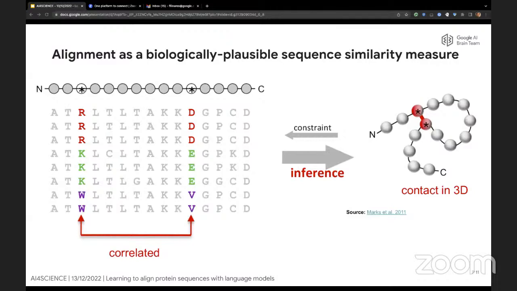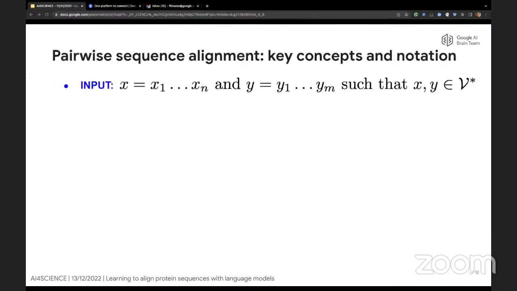In summary, sequence alignment allows us to infer if two proteins are homologs, that is, if they are evolutionarily related, and to understand which residues and which interactions between residues have been preserved by evolution. Then we can use this information to try to solve other tasks like protein annotation or protein structure prediction. So I will introduce some concepts now fairly quickly.